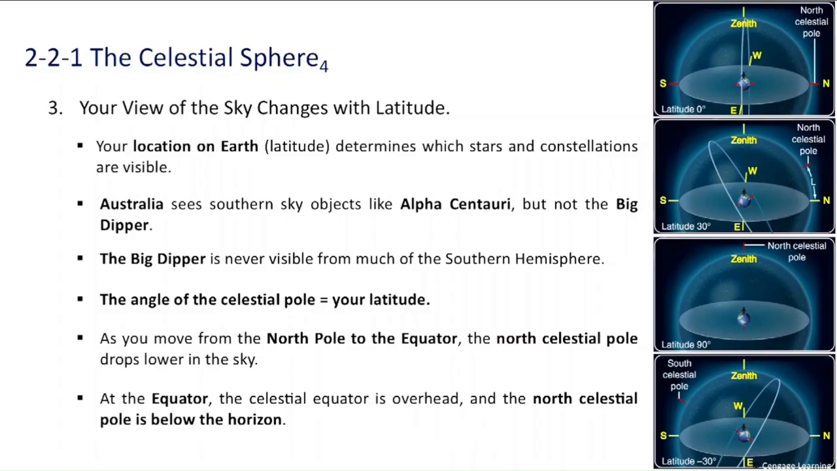And at the equator, things get even more interesting. Polaris disappears below the horizon and the celestial equator passes right over your head. So your view of the sky changes dramatically.